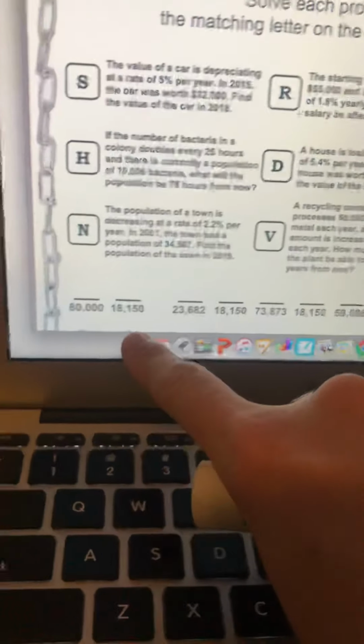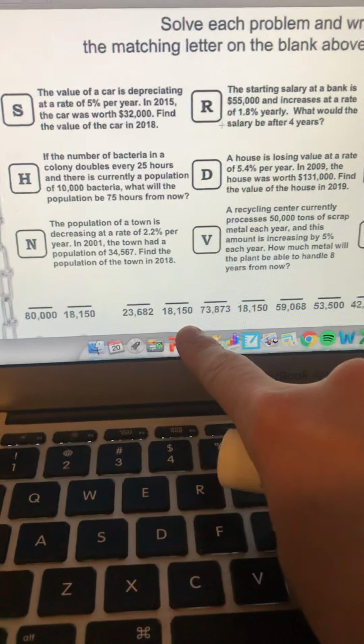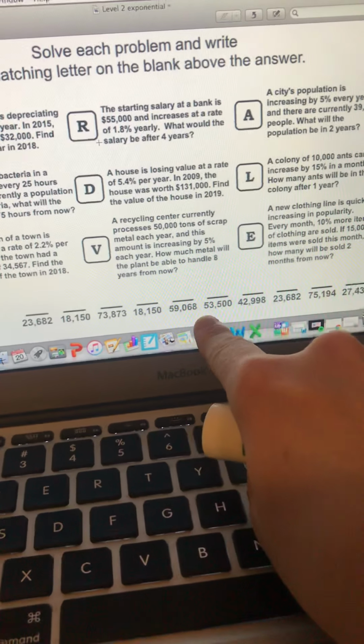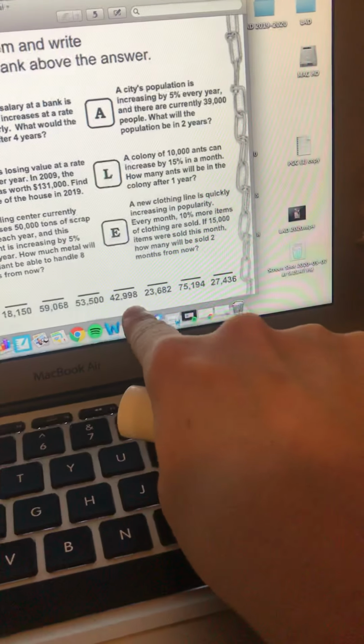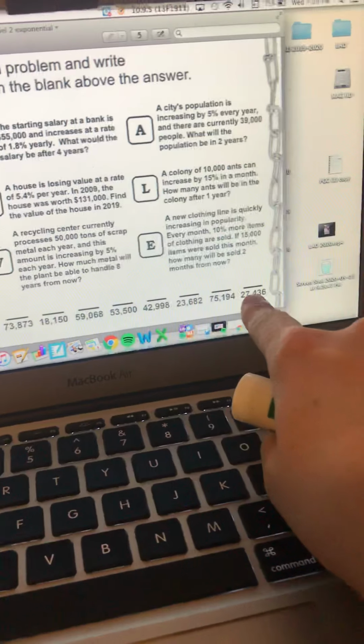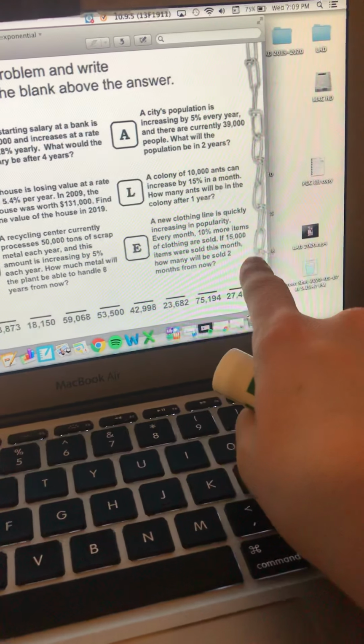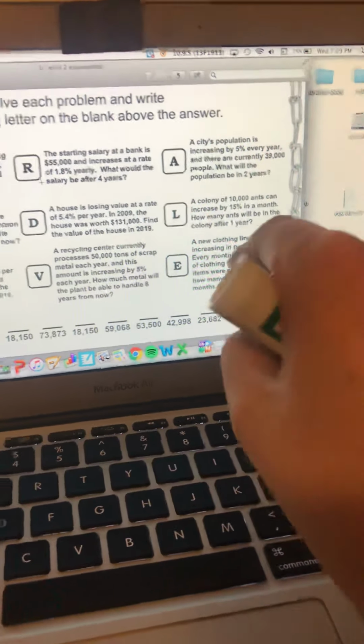So now I'm going to look along here for my answer choice that says 27,436, which of course is the last one. So on my paper here, I'm going to write an S.